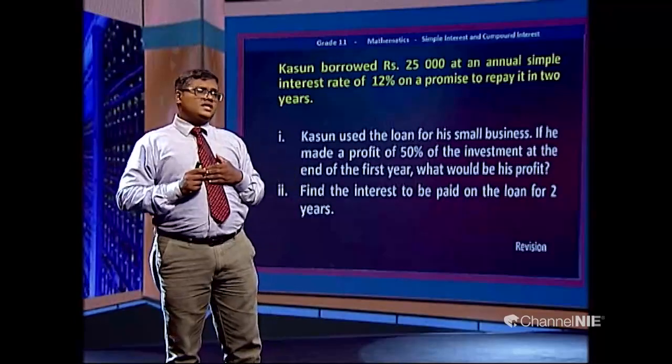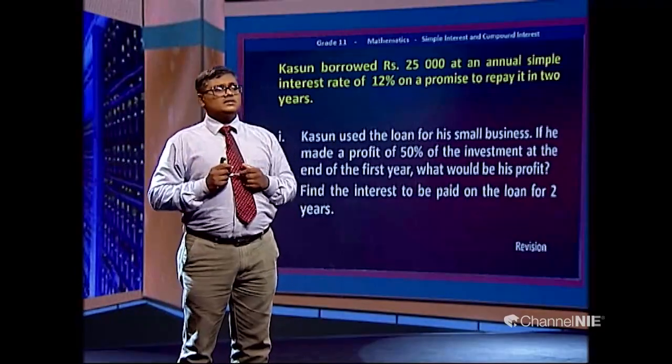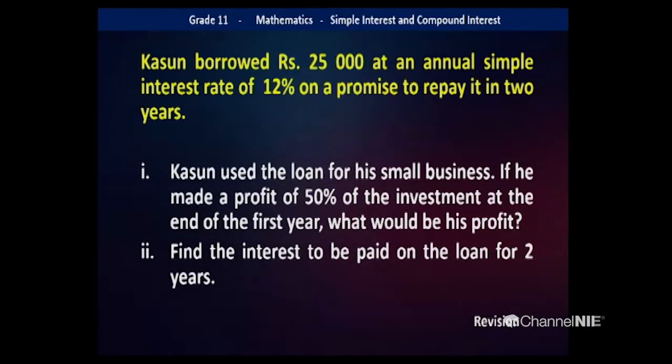Now let us move on to another question. Kasun borrowed rupees 25,000 at an annual simple interest rate of 12% on a promise to pay it in 2 years. They have given a story, a sentence. Kasun, name is not important to us, borrowed rupees 25,000 at an annual simple interest rate of 12% on a promise to pay it in 2 years. See, this person's loan should be paid in 2 years with a certain interest.